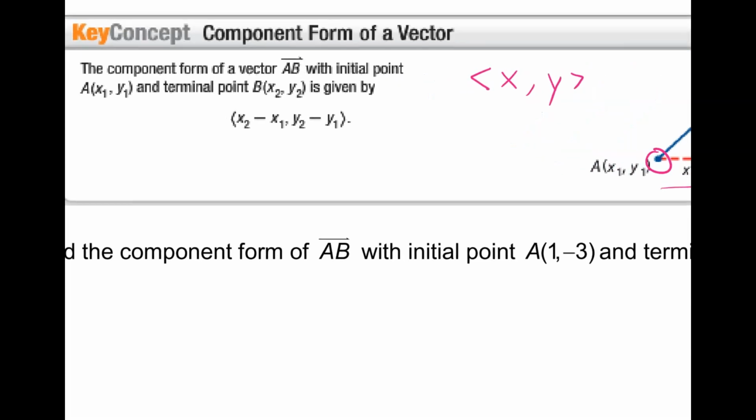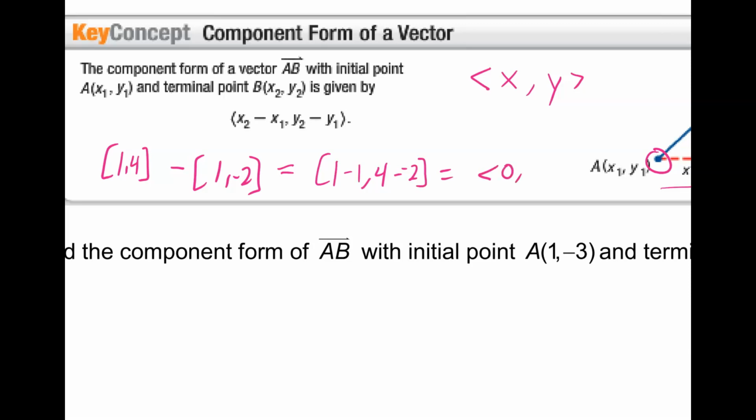So, for example, let's say I have a vector 1 comma 4, and then my other vector is at 1 comma negative 2. Right, so what I would do is I'm trying to subtract them. So I'm taking my second point minus my first point. So this is going to be 1 minus 1, comma, 4 minus a negative 2. So this turns into a vector that's 0 x long and 6 y long. Okay, so this is component form because it tells you your x component and your y component. It breaks it down into two parts.